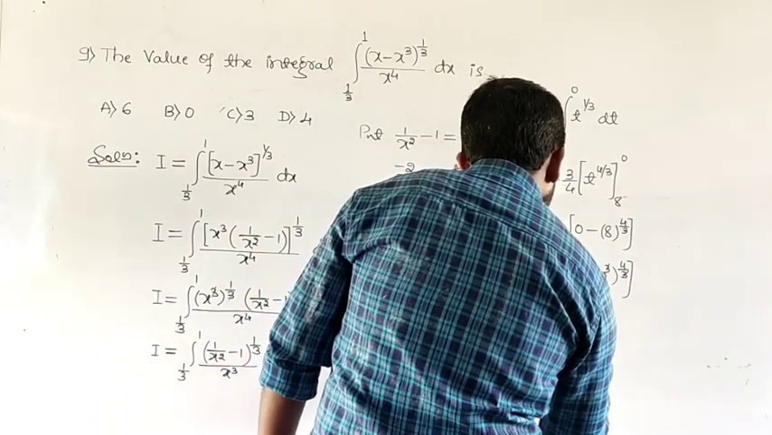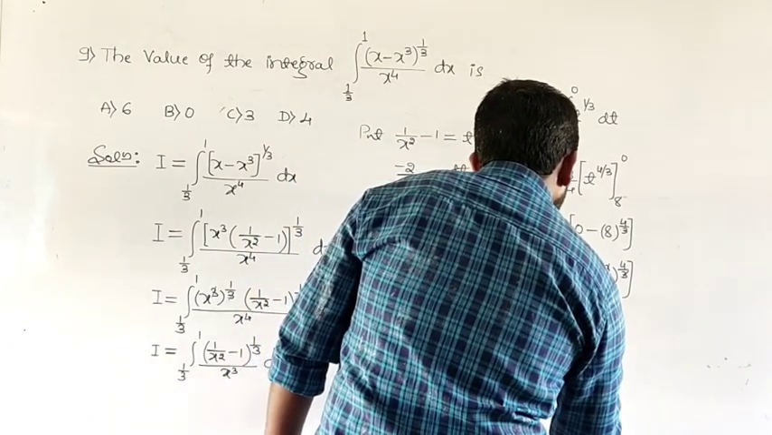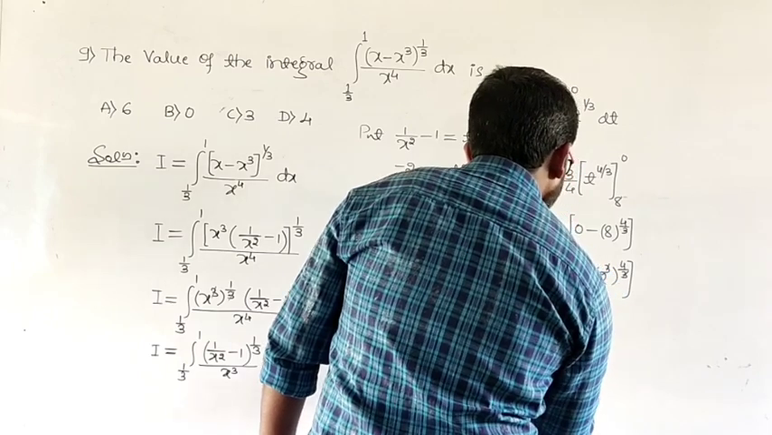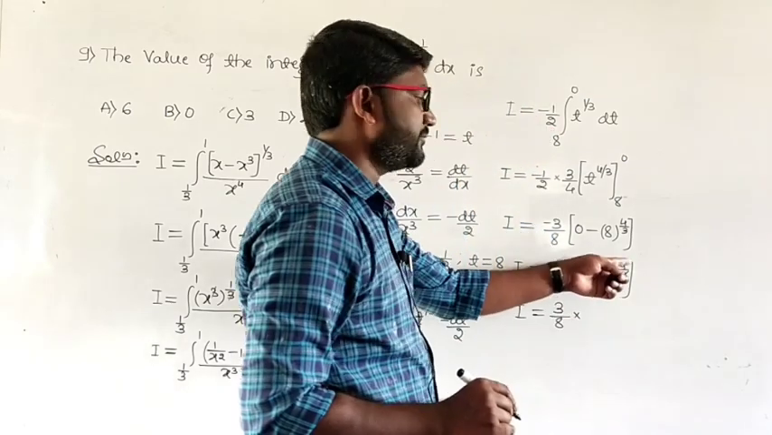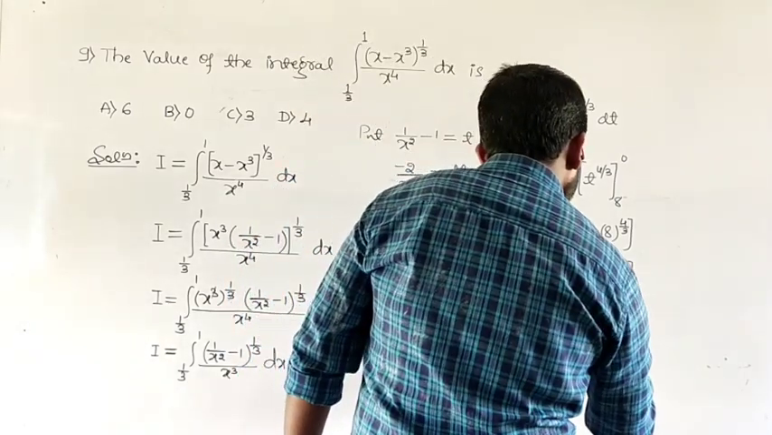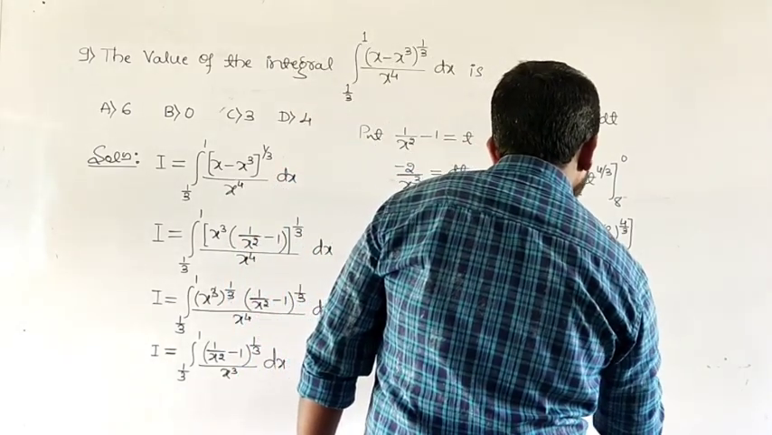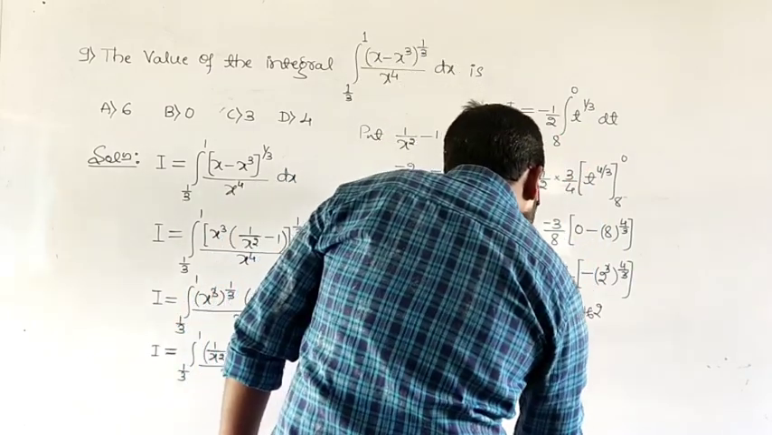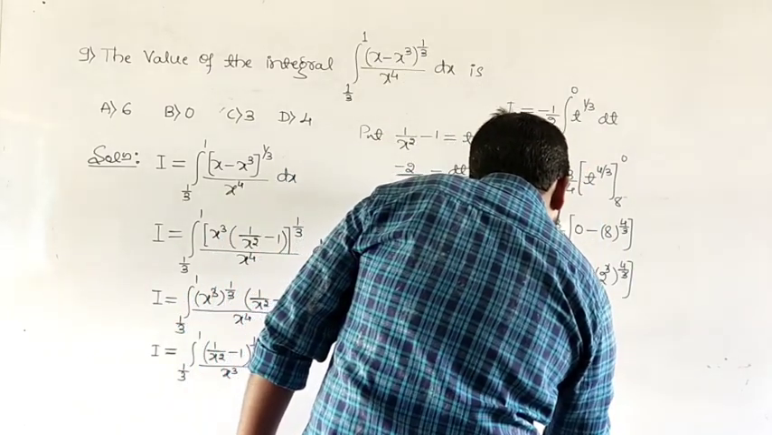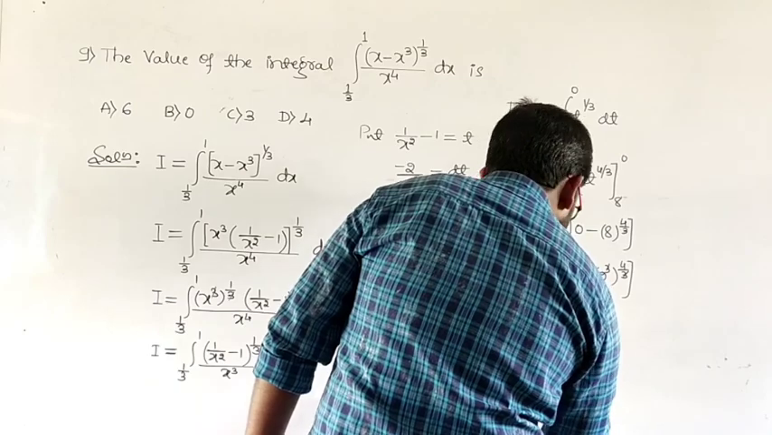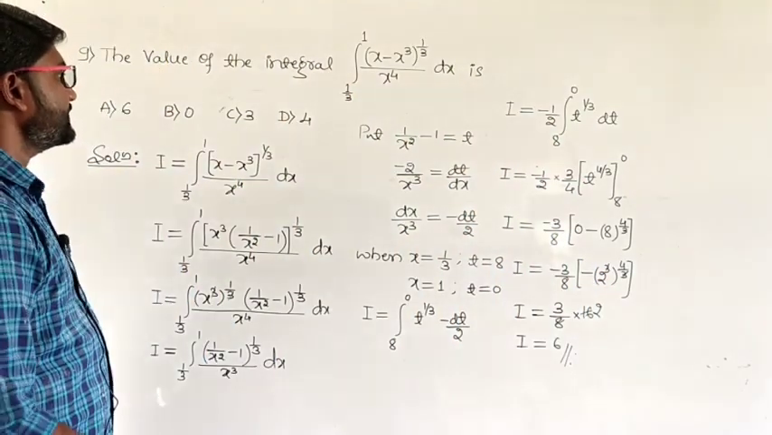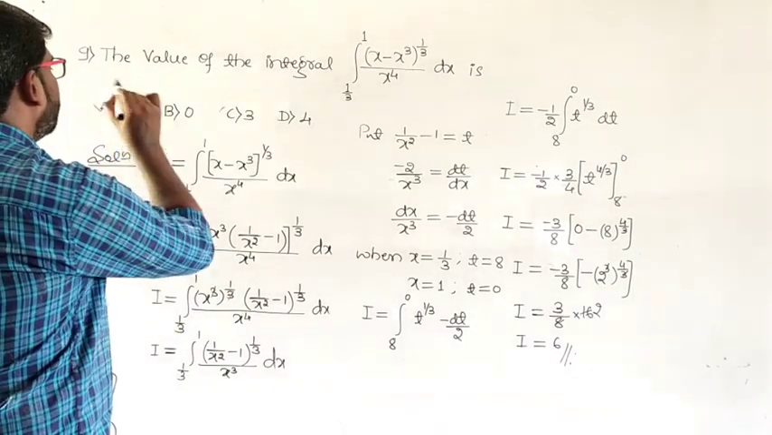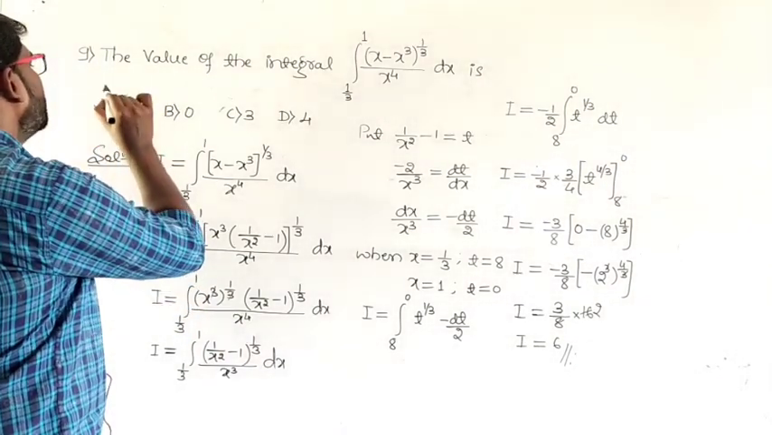I is equal to 3 by 8 into 2 raised to 4, which is 16. So now 8 ones are 8, 8 twos are 16, so 2 into 3 is 6. I is equal to 6. So search for the option now. It is option A. Hence option A is the correct answer.